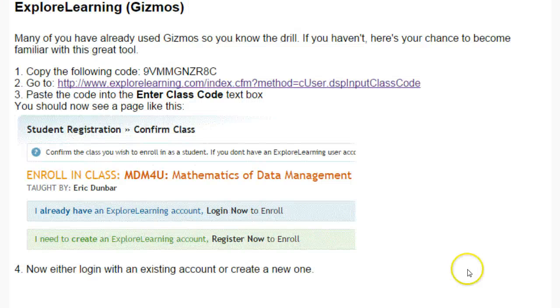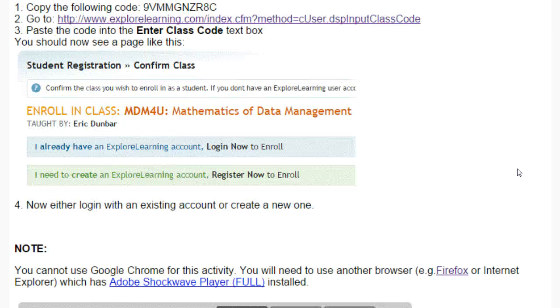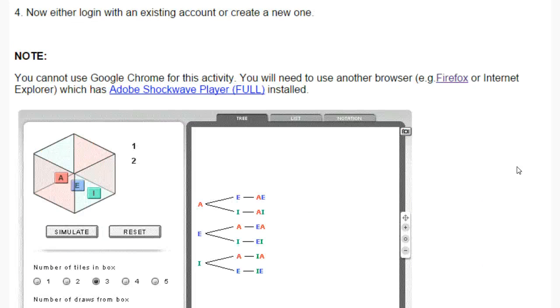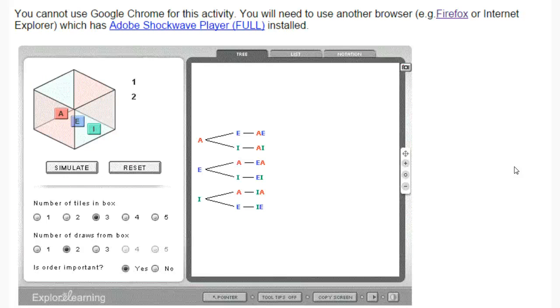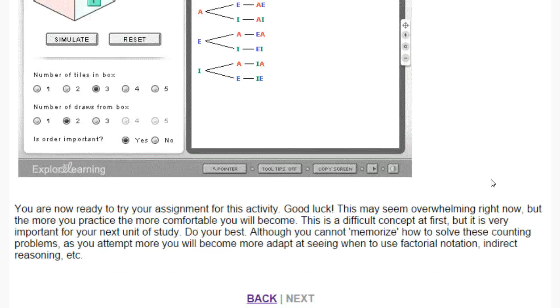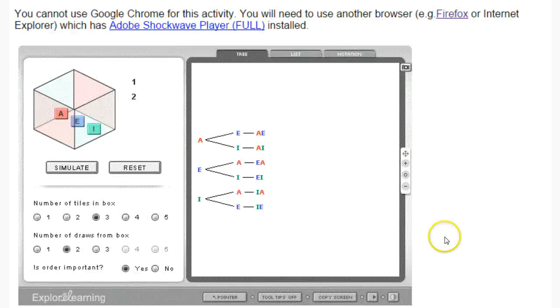That's it for permutations. I strongly encourage you to do the Explore Learning gizmo that relates to permutations and combinations. Now the thing is, you should know that it works far better in Firefox or Internet Explorer, and quite probably in Safari as well, than it does in Google Chrome. So it's unfortunate. I use Google Chrome for everything, but I had to switch to Internet Explorer to complete that particular activity.